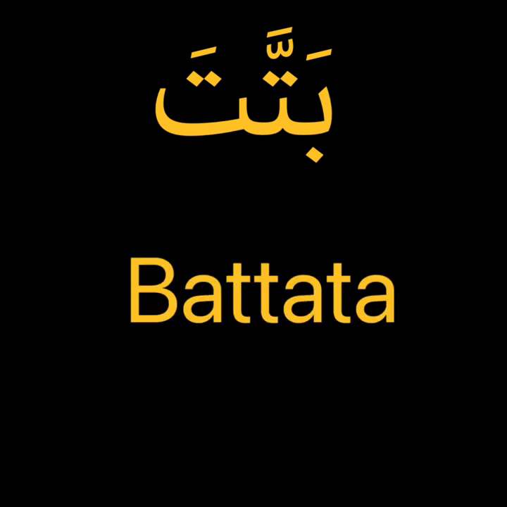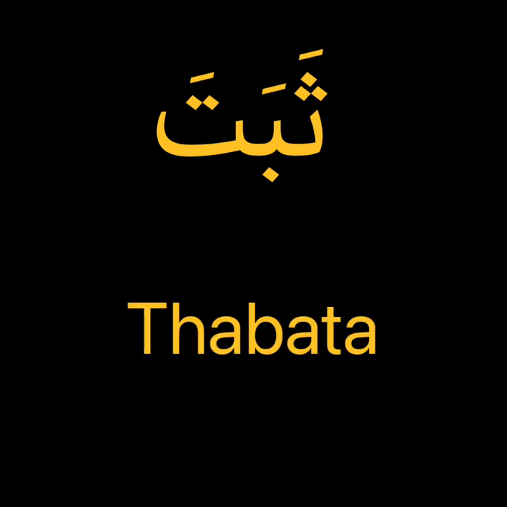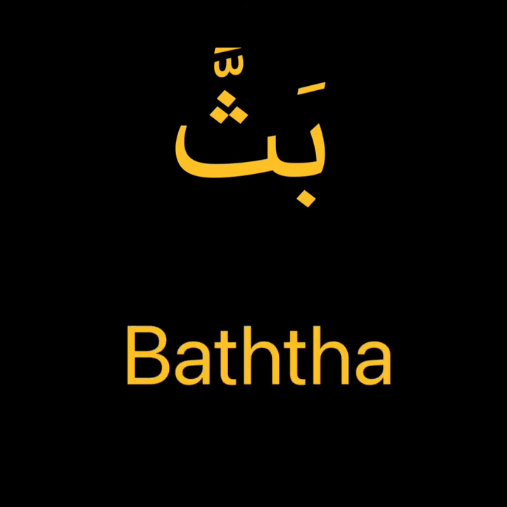Moving to our fourth word. I think by now you're going to get the concept and you will find it easy. So, our fourth word would be a ba with a fatha, ta with a shadda and a fatha, and again another ta with a fatha. Battata, battata. It means to cut up something. Our fifth word would be this, tha, ba, ta, thabata. It means to fix. And our sixth and last word would be this, ba, thatha, bathatha. It means to broadcast, or broadcasting.